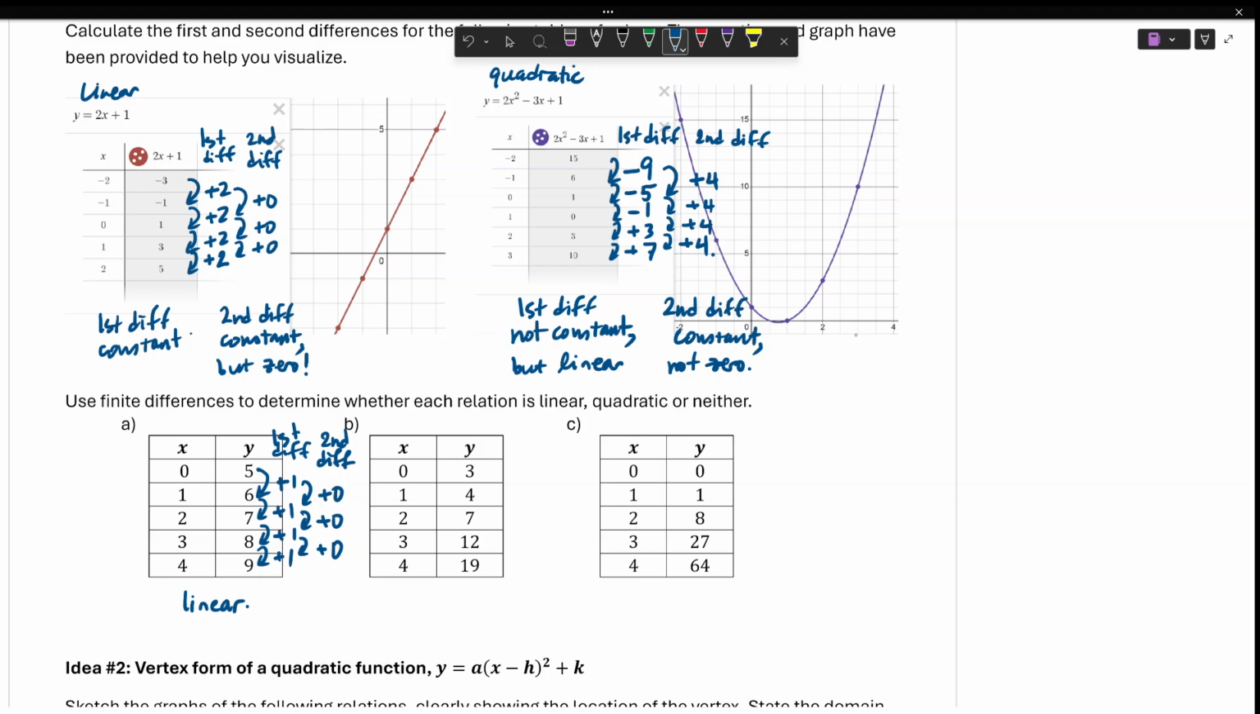Part B, you have 0, 3, 1, 4, 2, 7, 3, 12, 4, 19. And again, let's try the first differences. So to get from 3 to 4, you're going to add 1. 4 to 7, you're going to add 3. And so on and so on. So you'll notice that the first differences are not the same. So it's not linear.